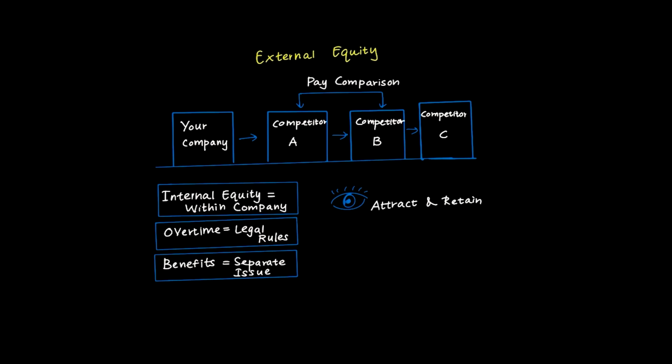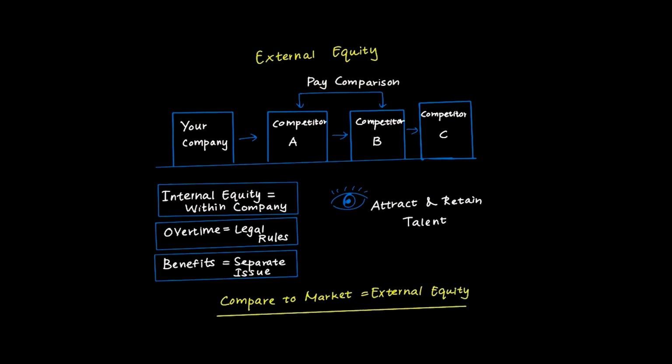Here's a WGU D351 OA exam tip for you. Competitive with other employers or market rate comparison signals external equity. Quick recall hook. Compare to market equals external equity.